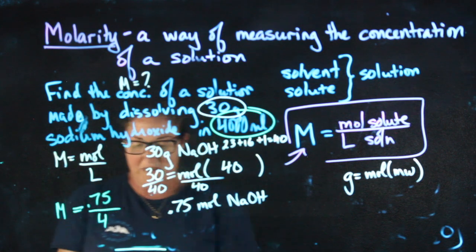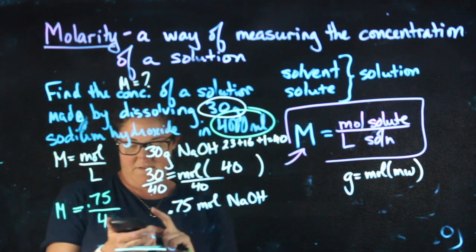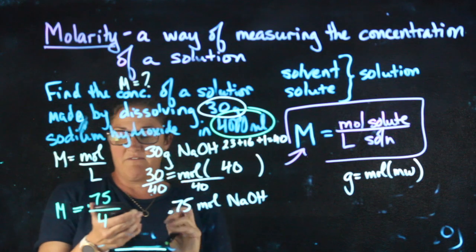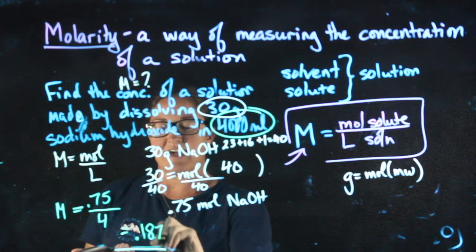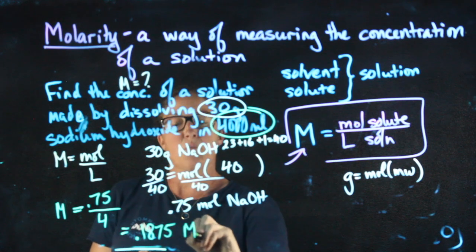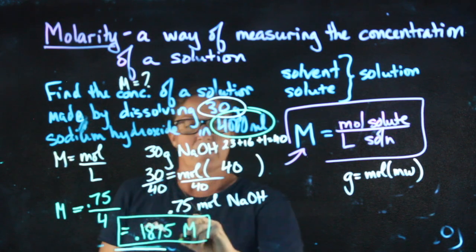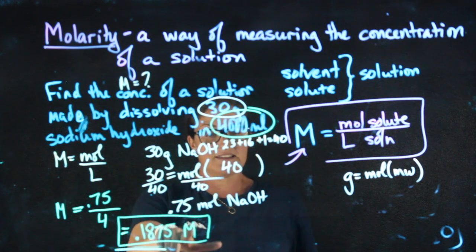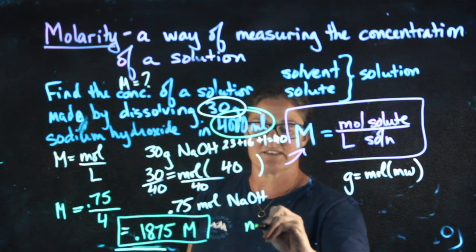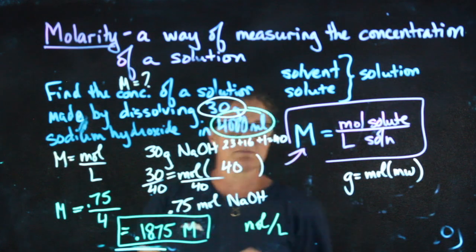So the molarity will be equal to 0.75 divided by 4, which equals 0.1875 molar. The capital M is pronounced molar just like the tooth. And the units that you'll put on it is a capital M, or alternatively, one that's also acceptable is to do moles per liter.